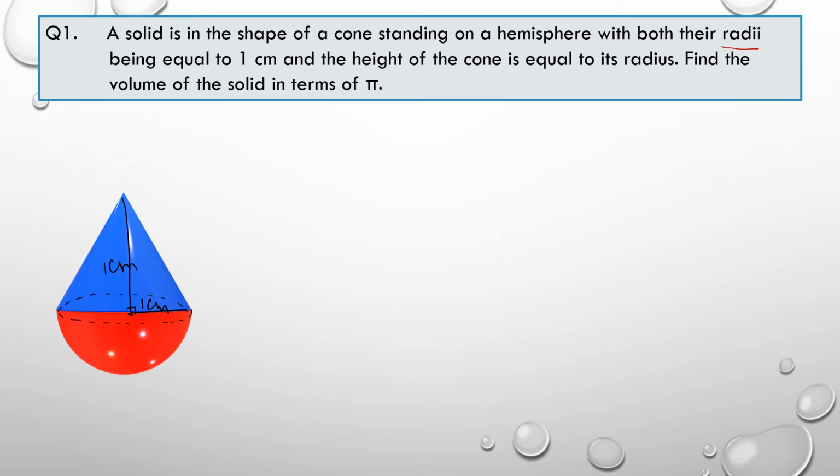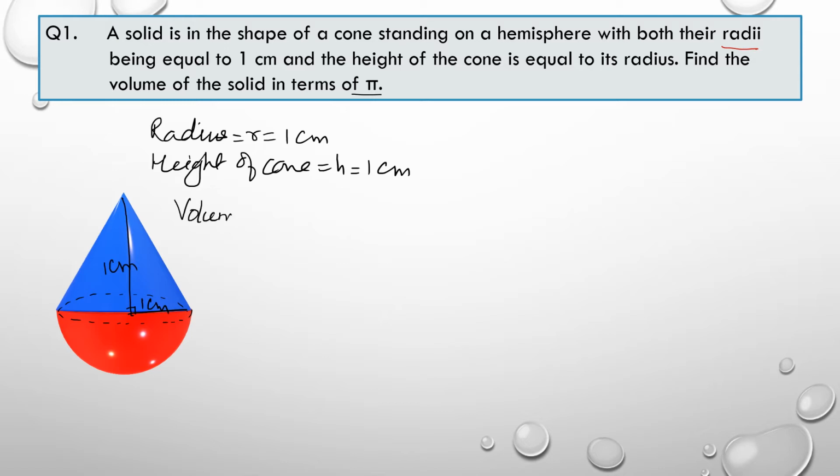Find the volume of the solid in terms of pi. It means we do not have to substitute the value of pi in the answer. So let's define radius and height. Since the radius for both the solids is the same, let's write radius r equal to 1 centimeter, and height of cone h equal to 1 centimeter, since it is given that the radius and the height are the same. Now we have to find out the volume of the solid.